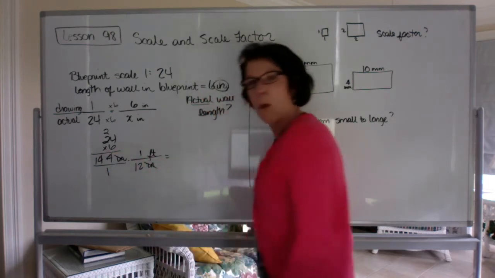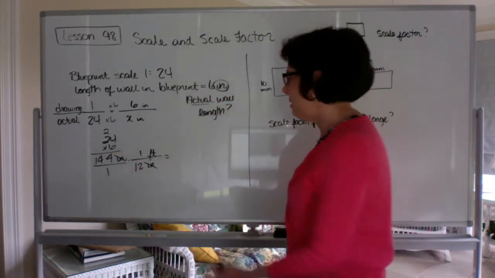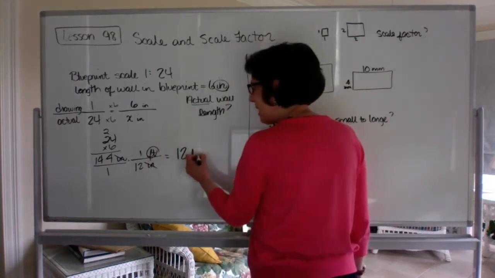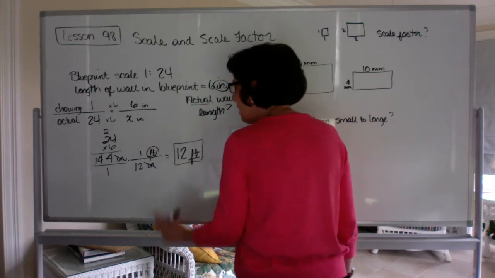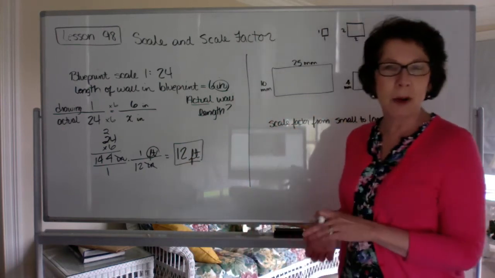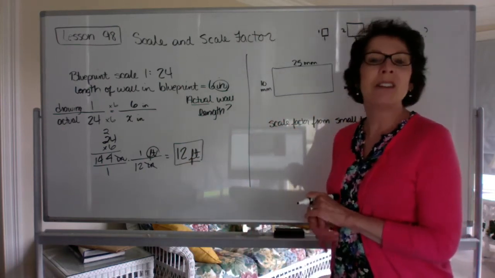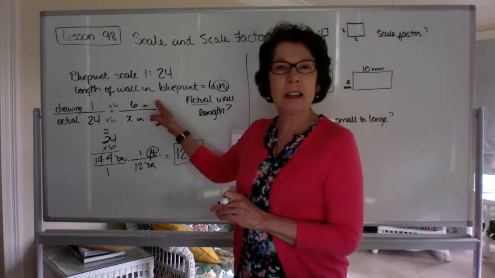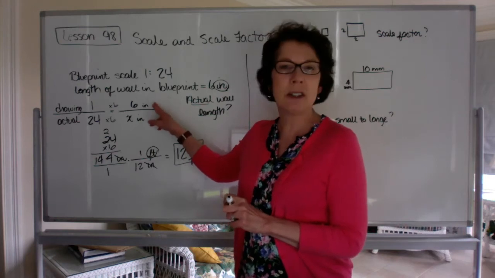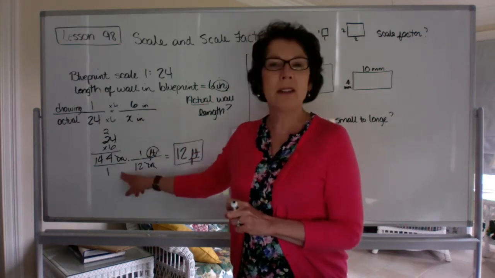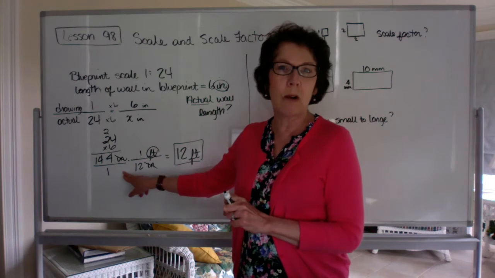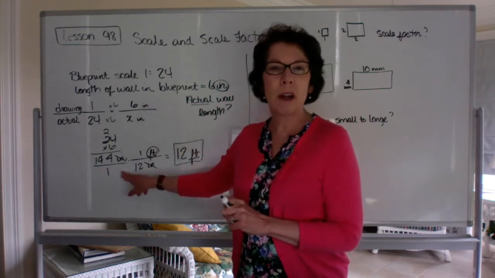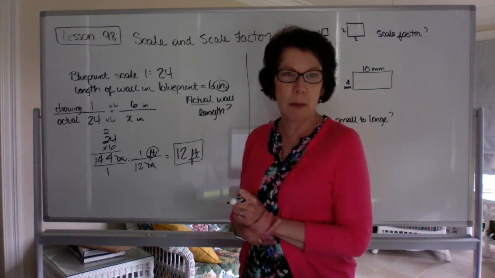And 144 divided by 12, well, you know what that is. It's 12. And so I have 12. My remaining unit is feet. And so the length of that wall in real life that I'm going to build or have somebody build for me is 12 feet long. But on the blueprint, it was actually 6 inches. So 6 inches on the blueprint represents 144 inches in real life, 24 times the length on the blueprint, and then we converted that to feet using a unit multiplier.